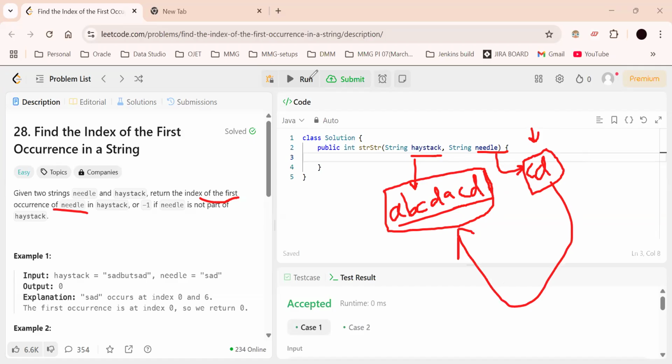If you observe this, we have CD in two places. This is the first place where we have CD, and this is the second place. So we need to return the first occurrence, the index of C, which is 2. This is what we need to do.